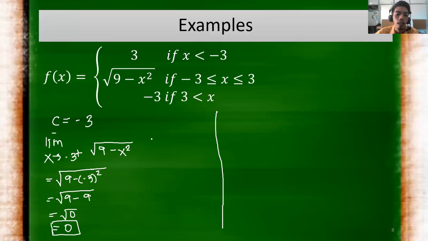Let's have the left-hand limit. So the left-hand limit is, we are going to solve for the limit as x approaches negative 3 from the left. So, negative 3 from the left, ano ba yung negative 3 from the left? Anong function? So, ibig sabihin, it must satisfy the condition x less than negative 3. So, understood na ang ating function na gagamitin ay yung 3.